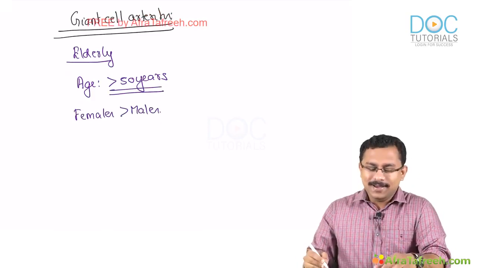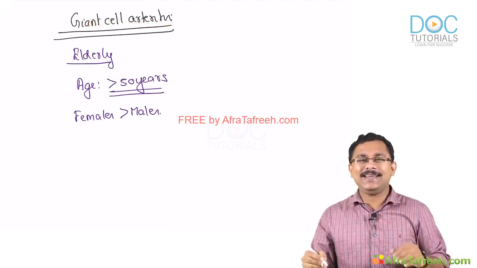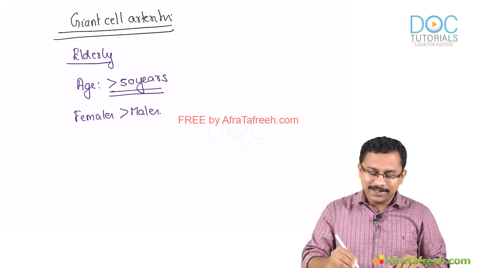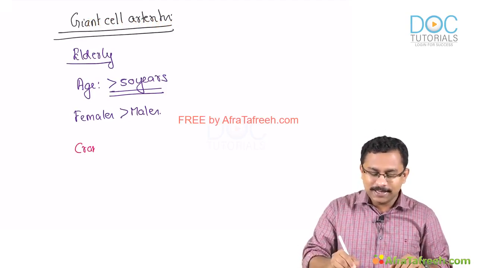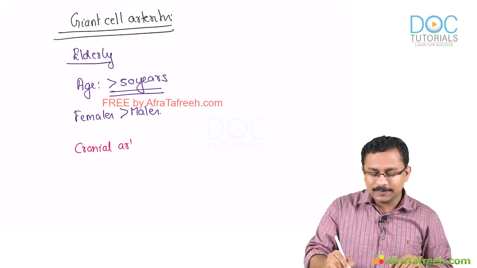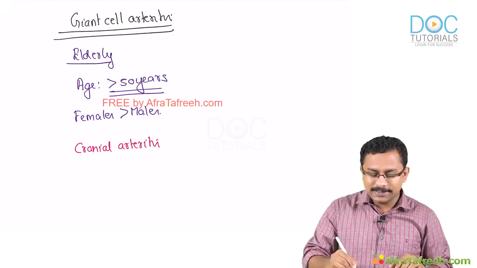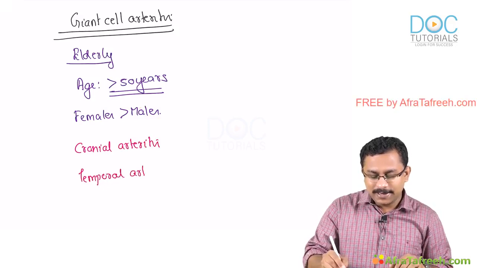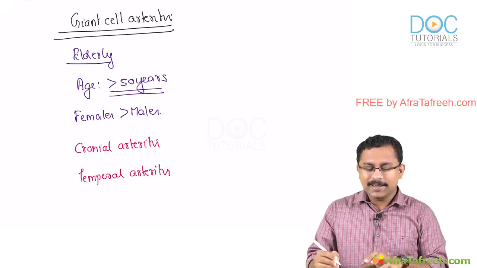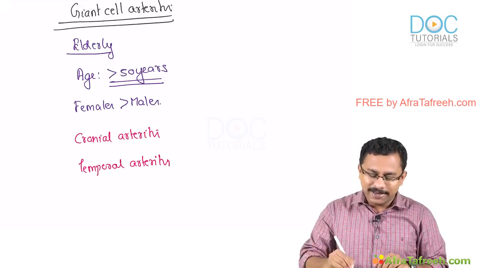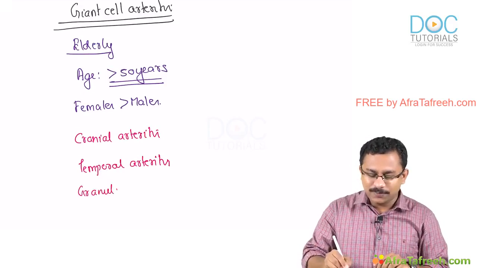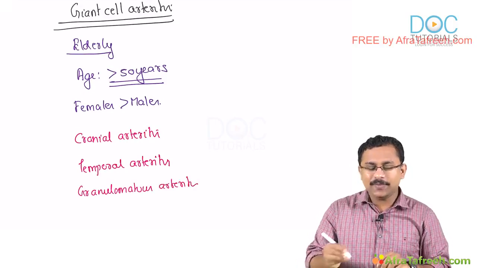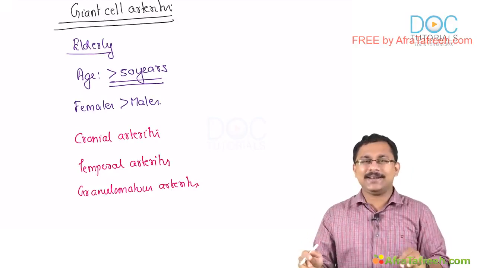So this entity giant cell arteritis has certain other names also. What are they? It is also referred to as cranial arteritis, temporal arteritis, and previously it was also given the name granulomatous arteritis. It is not used now. So these are some of the other terminologies for giant cell arteritis.